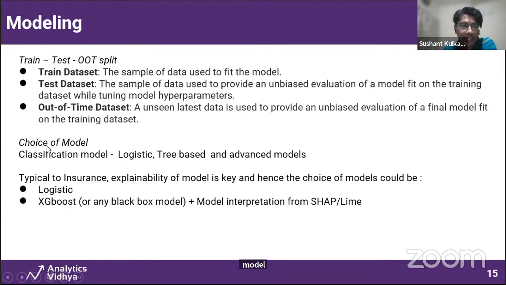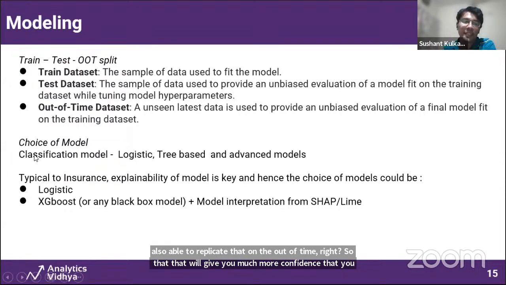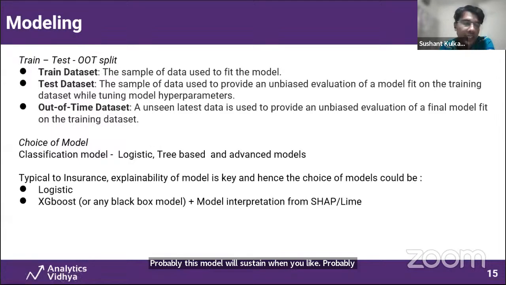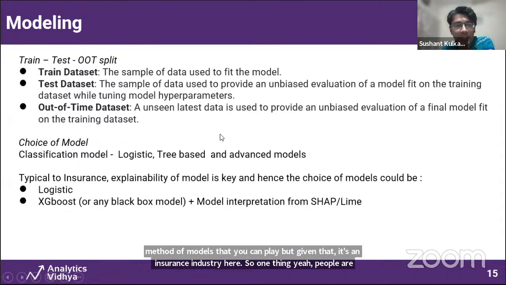So that's the train-test split, and then obviously the next step would be the modeling. Here you have a plethora of models that you can play around with. But given that it's the insurance industry here, one thing people are looking for is fairness. We see a lot of talk these days around fairness and explainability. So can you make a decision, to accept or decline?